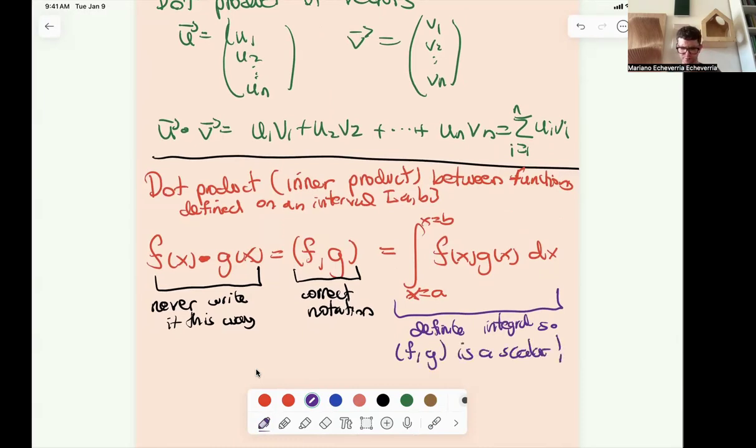Okay, so what I'm going to do next is give you a bunch of examples and tell you why this is a useful formula. That's what I'll focus on for the rest of the class. Are there any questions so far?